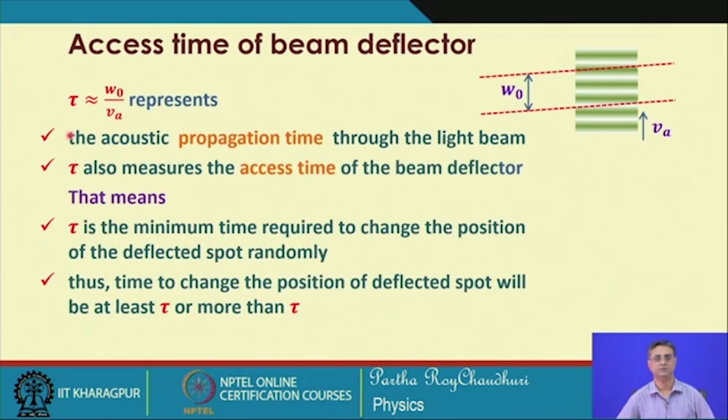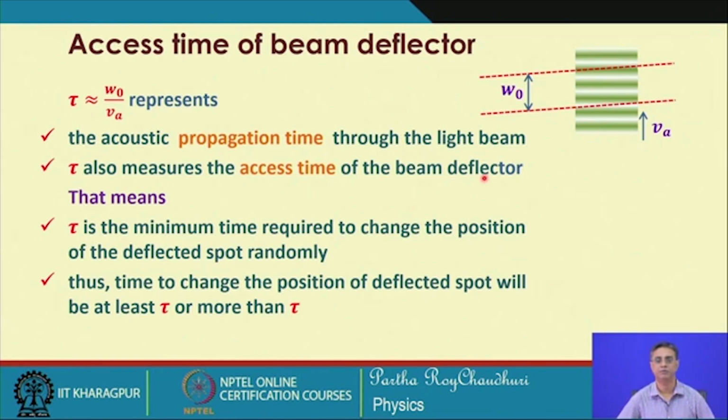That is what we want to explain again. Tau is W 0 by V A. So, this is the width of the optical beam, and this is the acoustic wave, with acoustic wave velocity V A. There is an interaction time between this acoustic wave and the optical beam, which is given by this, because over the time tau they only interact. So, it is the acoustic propagation time through the light beam, and tau also measures the access time of the beam deflector.